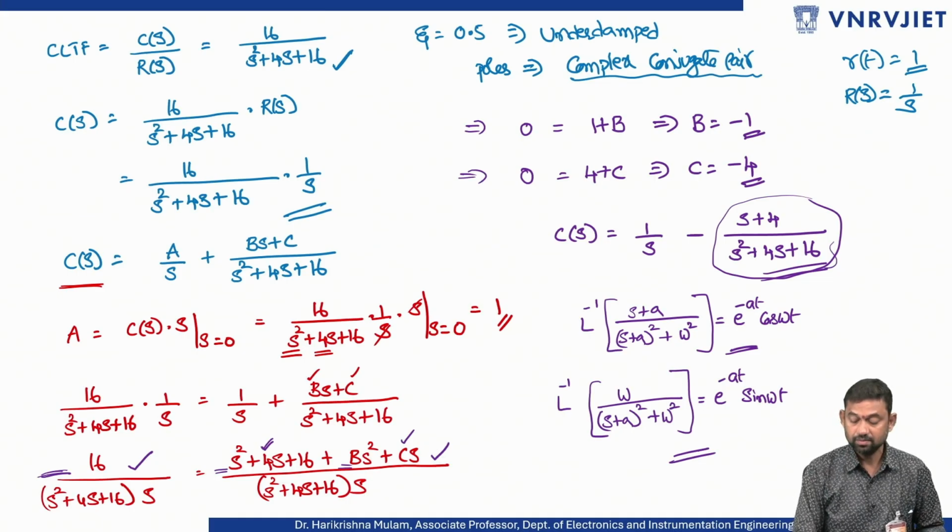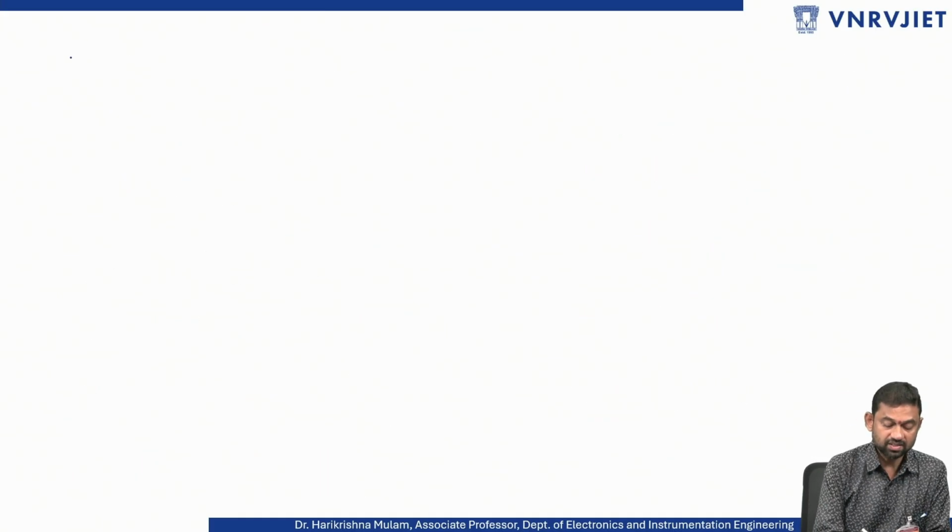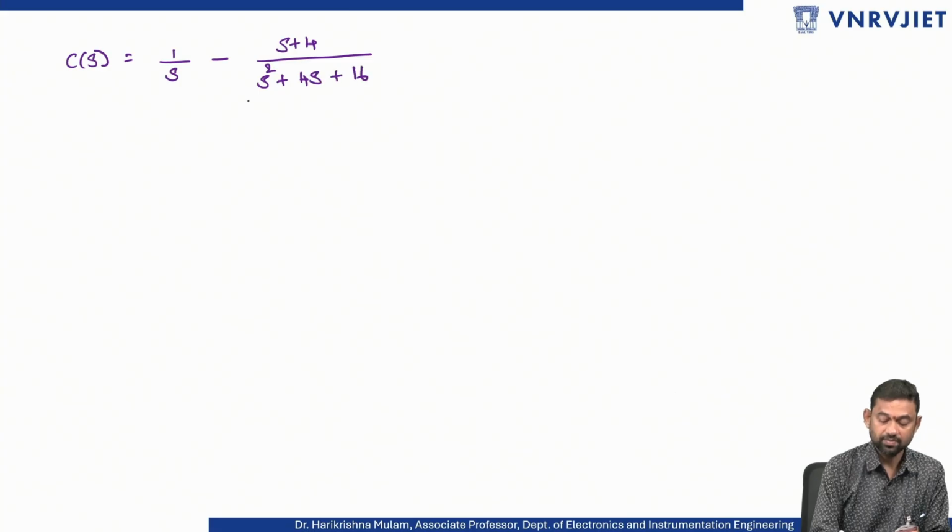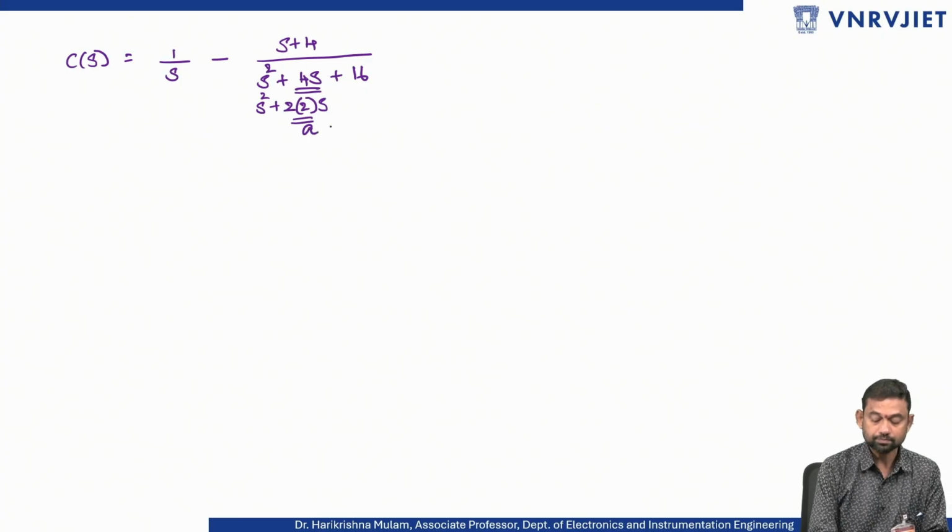Let us see further. So, C of s is equal to 1 by s minus s plus 4 by s square plus 4s plus 16. It can be written as s square plus, this 4s can be written as 2 into 2s. Therefore, this 2 is like a.